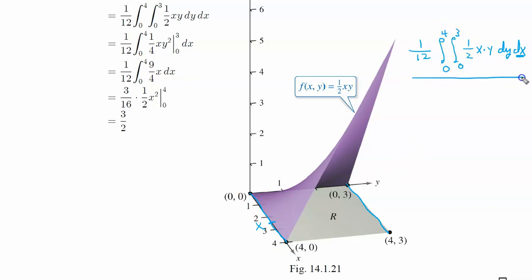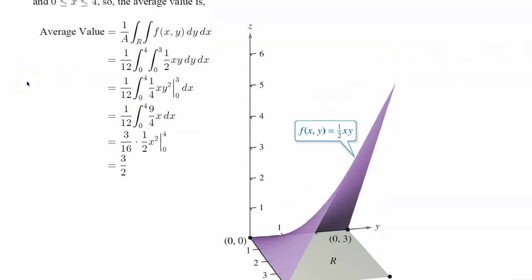And there we go. That's how we set up the average value for this function over the rectangular region that we have displayed here. Now we just have to evaluate this, and that's what we're doing over here. So let's take a look at that. So here, of course, we have to evaluate the antiderivative of this first with respect to y. So we treat the x like a constant.